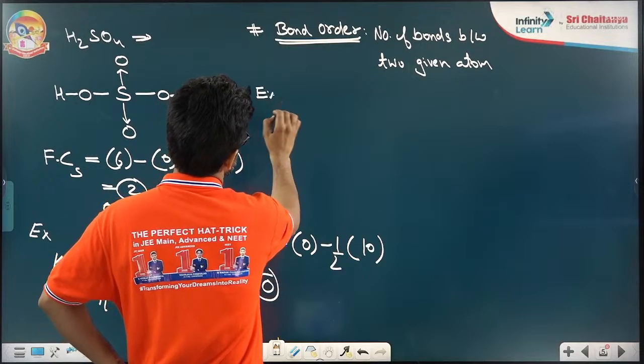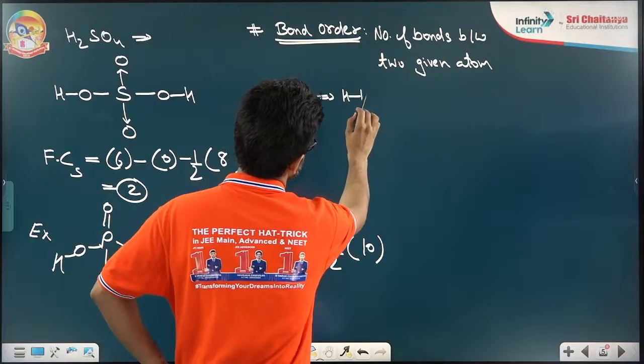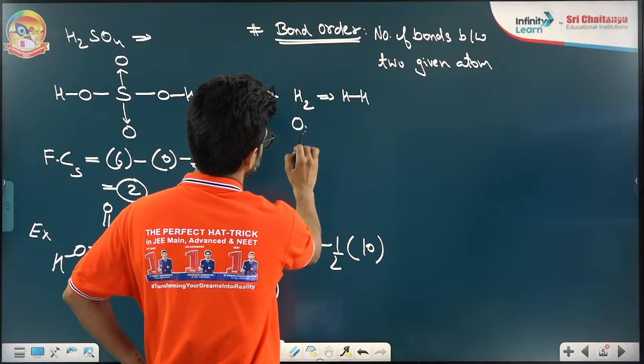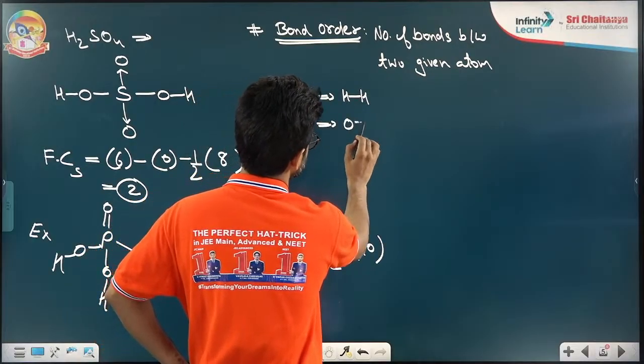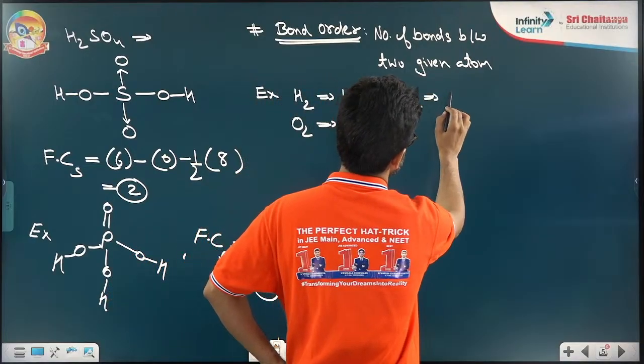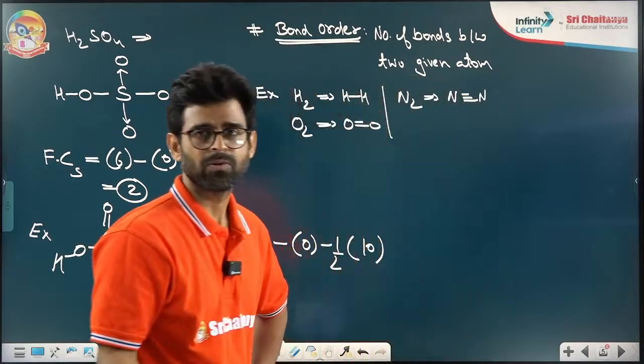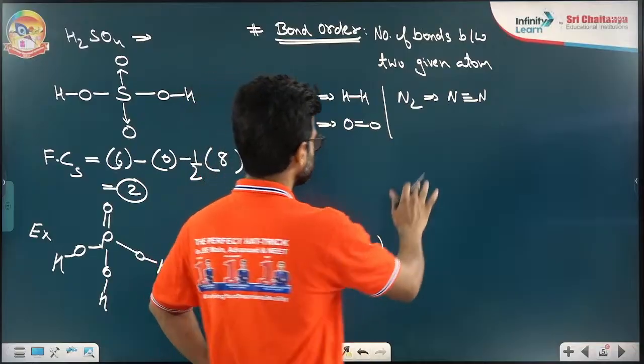Like, if I give a very simple example, H2 has a simple H-H single bond, whereas O2 has an O=O double bond. Similarly N2, you know very well, has an N≡N triple bond. Clear? Very simple here.